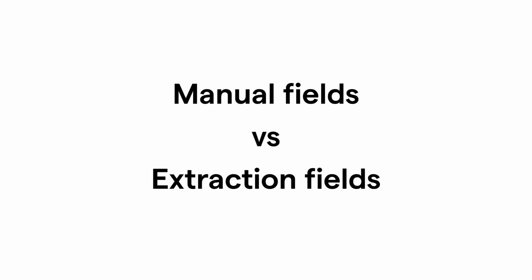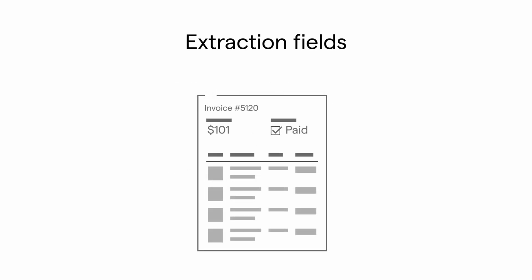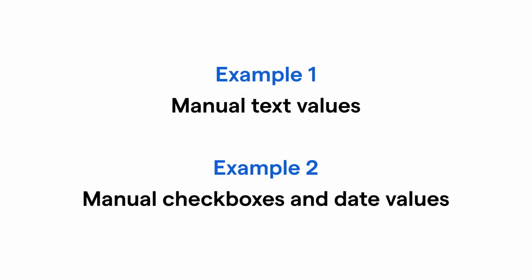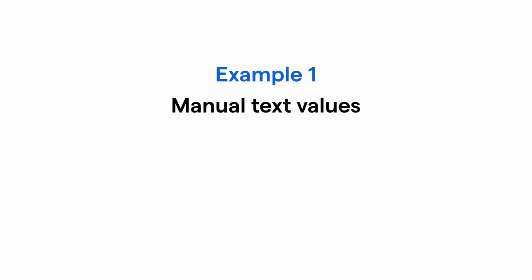Manual fields are different from extraction fields because the values for manual fields may not appear on your document itself. Extraction fields, on the other hand, are used to extract values found on a document. In this video, I'll walk through two example use cases for manual fields. The first example is to add a manual field with a text value.